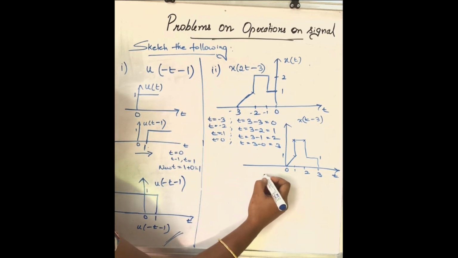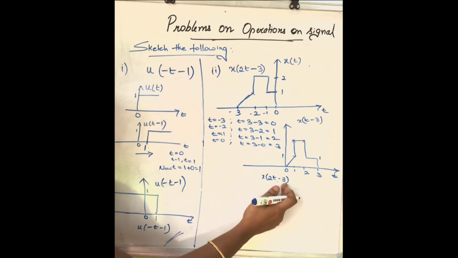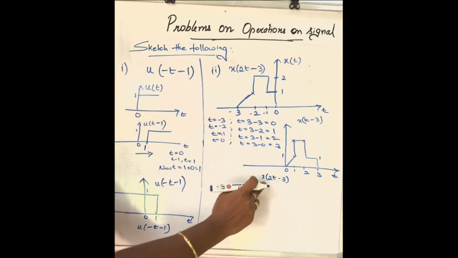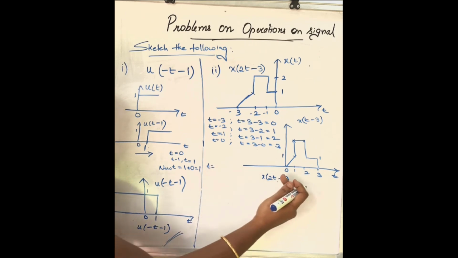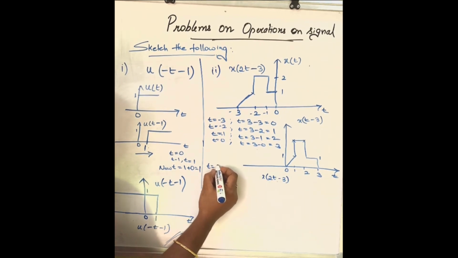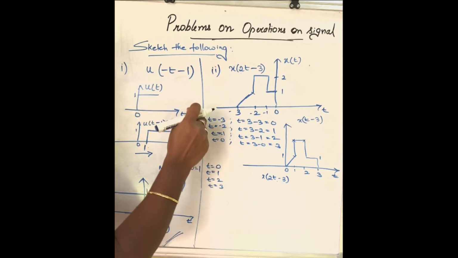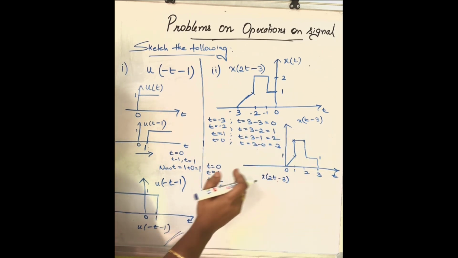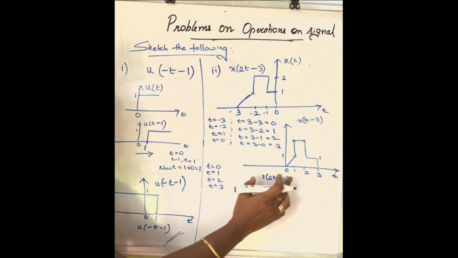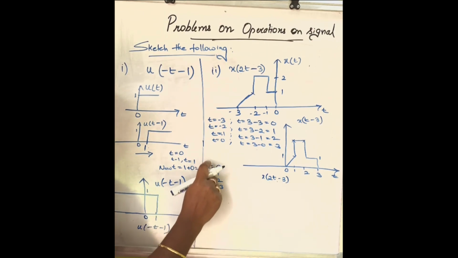So we are going to do x of 2t minus 3. So t minus 3 has been already done. Now we are going to do the 2t part. Now again the new time instances: t is equal to 0, t is equal to 1, t is equal to 2, t is equal to 3. Don't take the earlier values because this one we have already done. So from this only you are going to do the time scaling. So you have to take the set of instances from here.